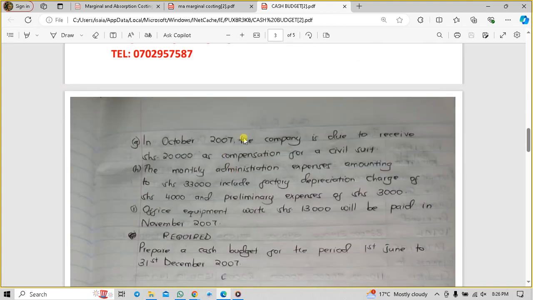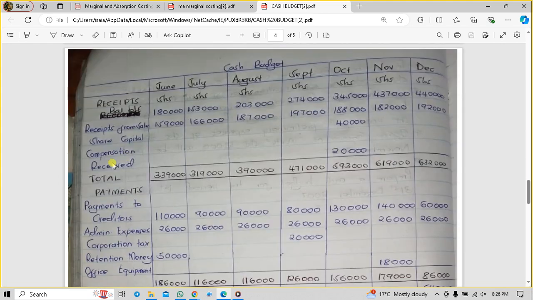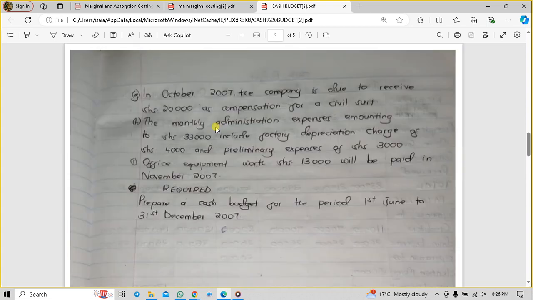In October, the company is due to receive 20,000 as compensation for a civil suit. So there is 20,000 that you are receiving in October. Any money received, so there is this compensation received in the month of October, 20,000. So you write it there. Then we proceed. What else are we receiving?